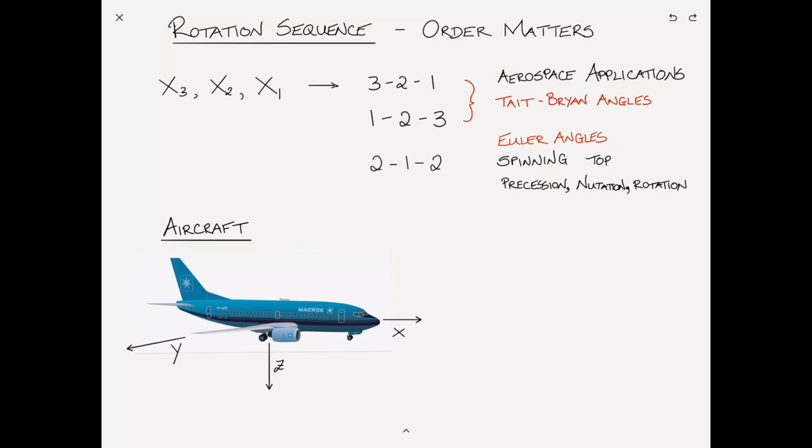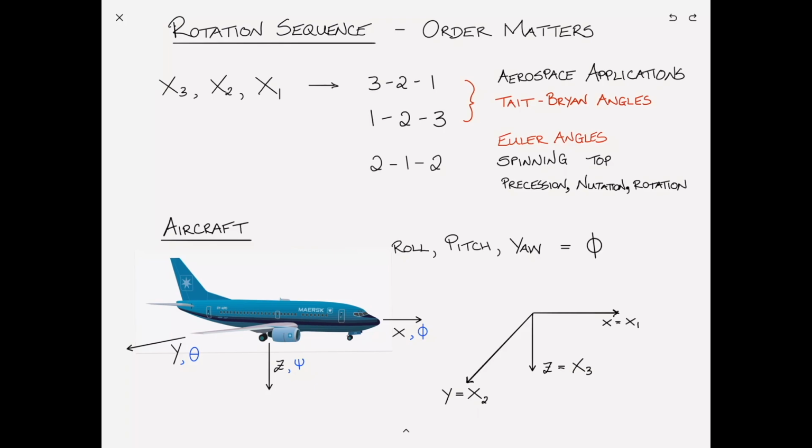In the case of an aircraft, generally we refer to the roll angle, the angle about the x-axis, as phi. We refer to the pitch angle, or the angle about the y-axis, as theta, and we refer to the yaw angle, or the angle about the z-axis, as psi. And let me just redraw the coordinate system for clarity. In the context of what I've presented up till now, I would refer to the x-axis as the x1 axis, the y-axis as the x2 axis, and the z-axis as the x3 axis. And just to remind ourselves, this is roll, pitch, and yaw: phi, theta, and psi.